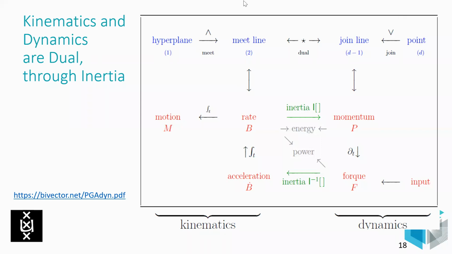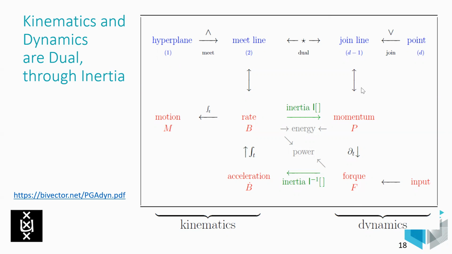So the integration then is that algebraically, we have hyperplanes that together meet in one of those axis lines that I can rotate around. That determines the rate, and that's the kinematics part of the picture. If I look at the dynamics part, I'm interested in momentum and force, and those are the join lines that are formed by connecting points.